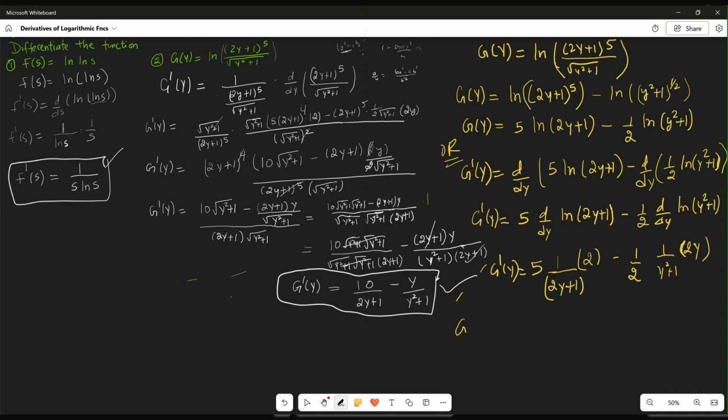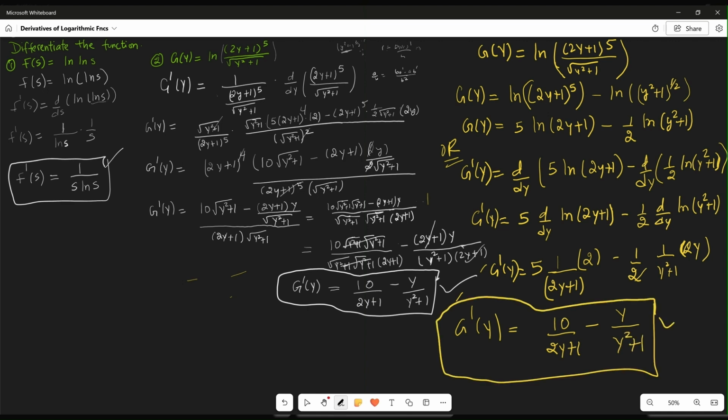Okay, and here we go, our answer: 10 over 2y plus 1 minus, the 2 cancels out, so it's y over y square plus 1. See how easy it became if we are familiar with the natural log laws or properties. That's why that video is made together with the quick review of logarithmic functions and its derivatives.